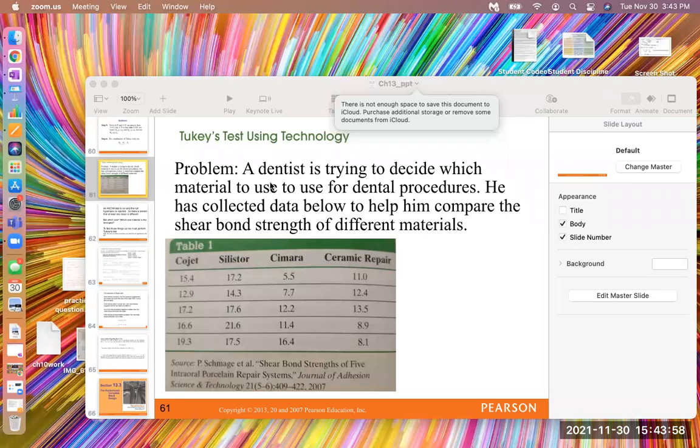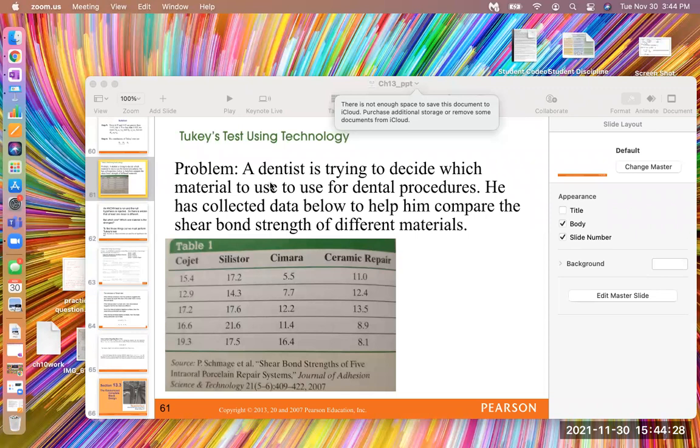So what we do is, if we reject the null hypothesis that the means are equal in an ANOVA test, then the next question is, okay, well, which one is different and which one is larger? If their means are truly different, then which one is different, which one is larger, and which one is smaller? To find that information out, we use a test called Tukey's test.